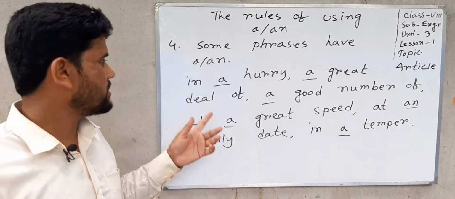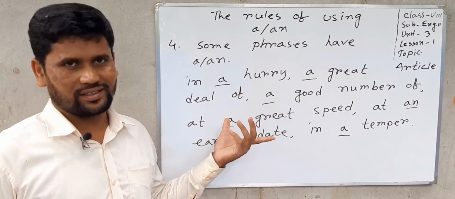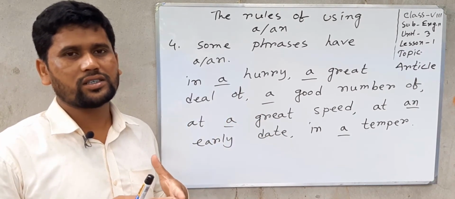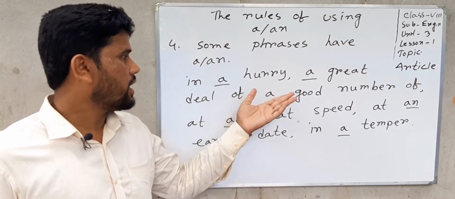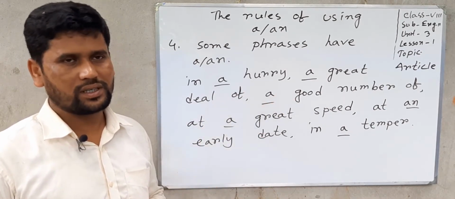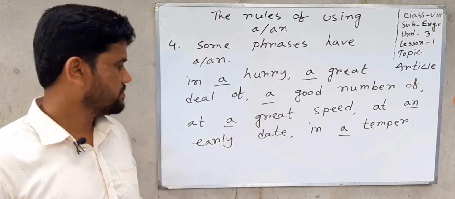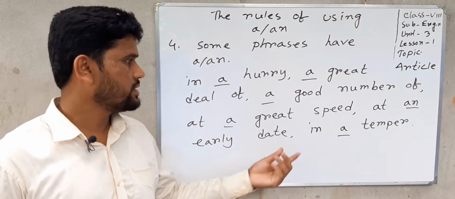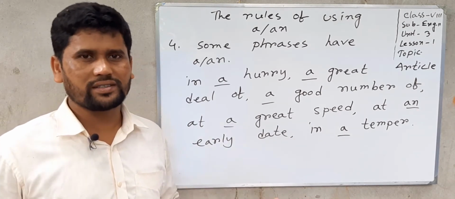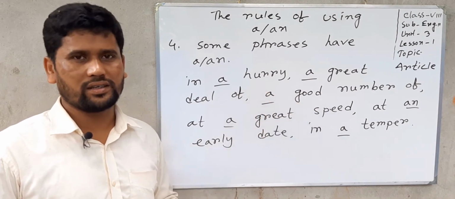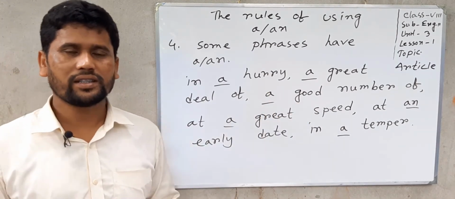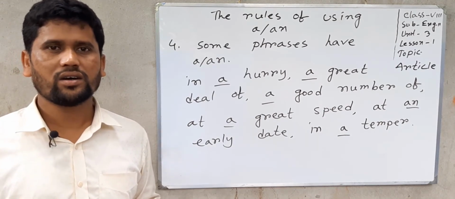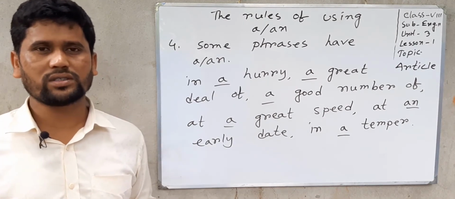Look at the whiteboard. In a hurry, it's a phrase. The a or an here don't follow any rules. A great deal of, a good number of, at a great speed, at an early date, in a temper. A lot of phrases have a or an. So we should read these phrases and follow them so that we can understand in which phrases we can use a or an.